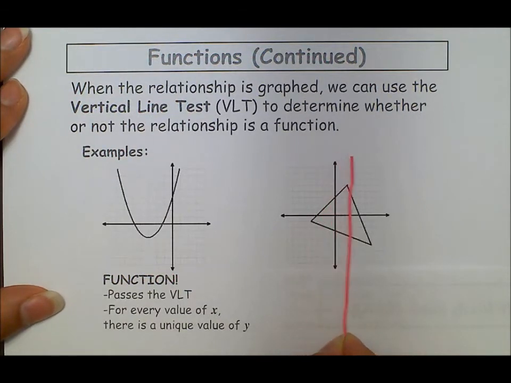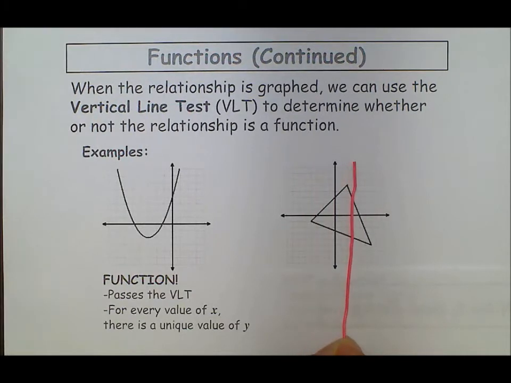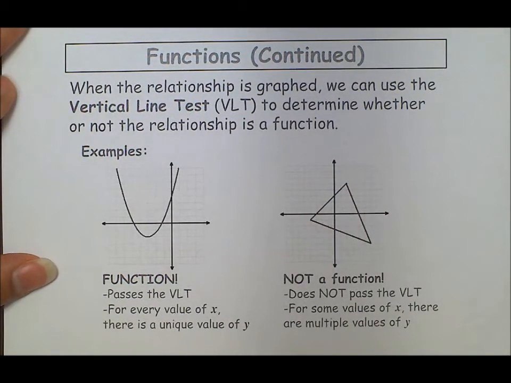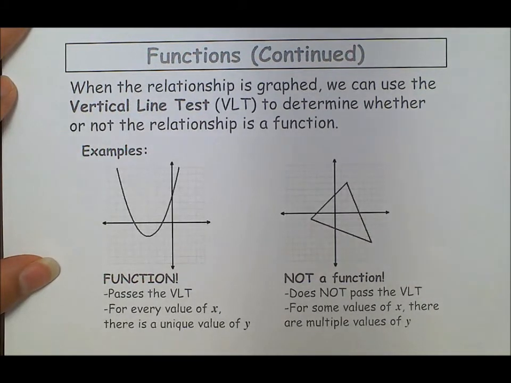The only places where it won't hit it in more than one place is right at the end. Okay? So right at the beginning and right at the end. But it doesn't matter. As soon as a graph is hit in more than one place, then it automatically makes it not a function. Okay? It does not pass the vertical line test. For some values of x, there are multiple values of y.